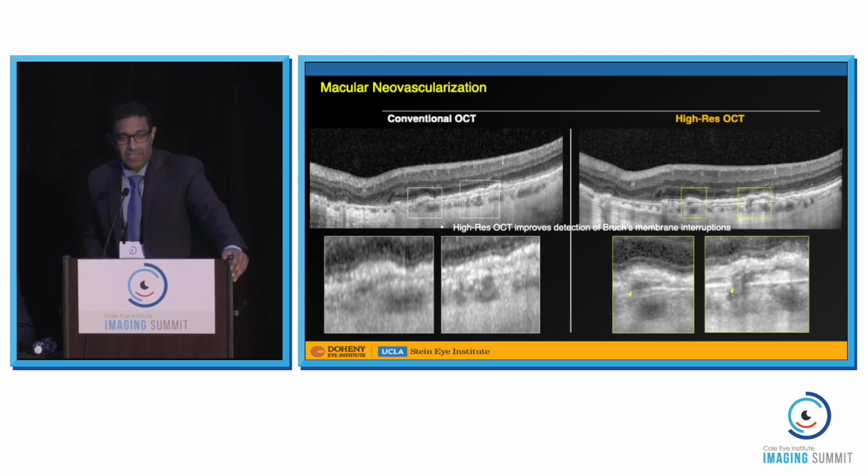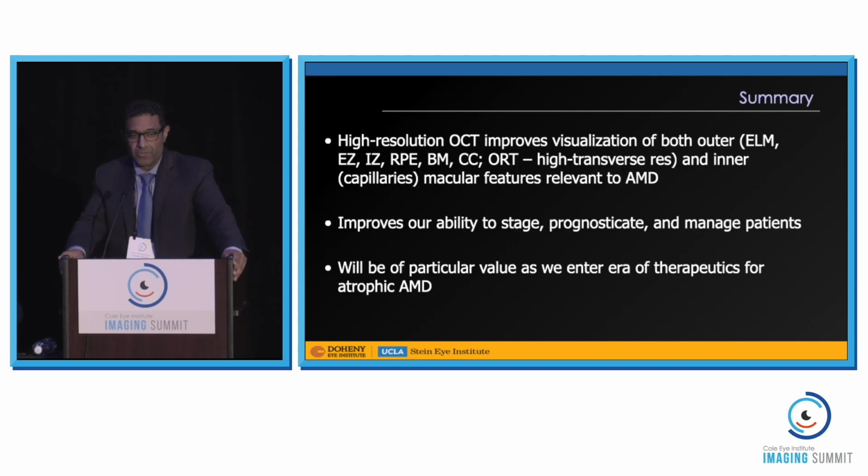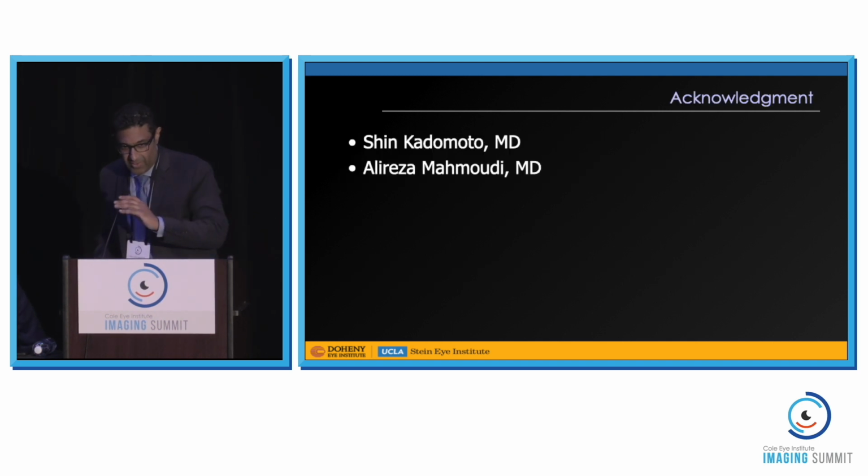So anyways, to summarize, high-res OCT certainly gives us improved visualization of the outer retinal bands, as well as intraretinal features like capillaries, which can be helpful, as I pointed out. And I think it improves our ability to stage, prognosticate, and manage patients. And I think as we're in this new era of atrophic AMD therapeutics, this will be of particular value. And I want to acknowledge my fellows who worked on the projects that I talked about here. And thanks very much for your attention.